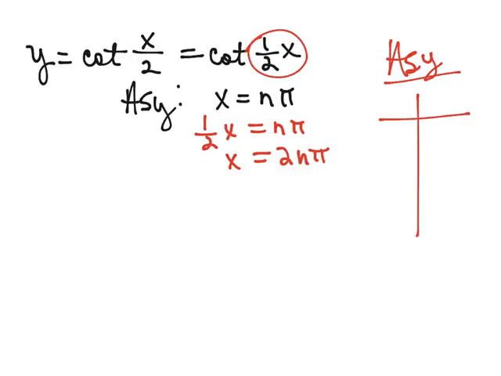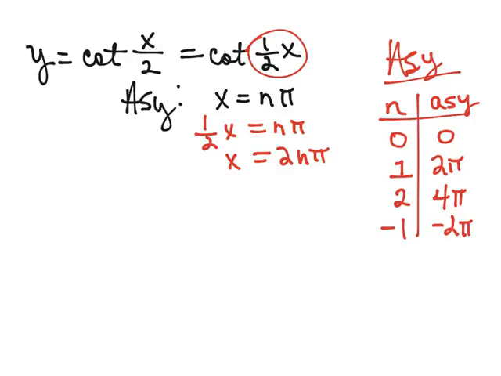To find my asymptotes, I'm going to substitute numbers in for n and see where the asymptote turns out to be. If I were to let n be 0, 2 times 0 times pi would be 0. If I let n be 1, 2 times 1 times pi would be 2 pi. If I let n be 2, 2 times 2 is 4, and I would get 4 pi. If I go the other direction and let n be negative 1, I would end up with negative 2 pi. So n can be any integer, and when I substitute that into my formula for the asymptotes, I will find where they lie.